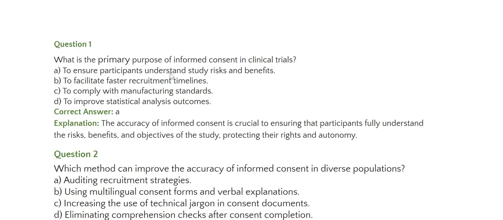Question 1. What is the primary purpose of informed consent in clinical trials? A. To ensure participants understand study risks and benefits. B. To facilitate faster recruitment timelines. C. To comply with manufacturing standards. Or D. To improve statistical analysis outcomes. Definitely, it's A, to ensure participants understand study risks and benefits, as the accuracy of informed consent is crucial to ensuring that participants fully understand the risks, benefits, and objectives of the study, protecting their rights and autonomy.